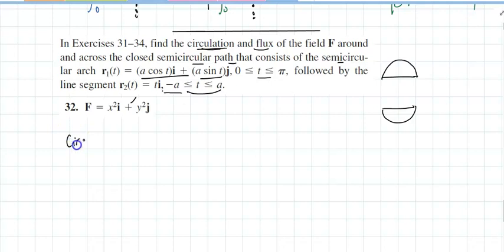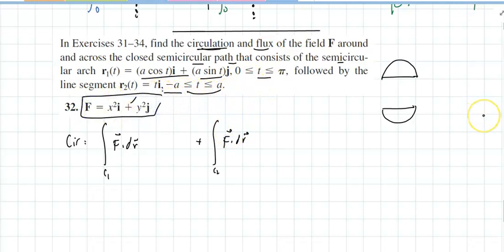So if I want the circulation, or flow if you want to call it, that's going to be the circulation along C1, plus the circulation along C2. Well, that's F dot dr, and that is F dot dr, depending on the vector field. Well, the vector field is really right there. And how does that work?